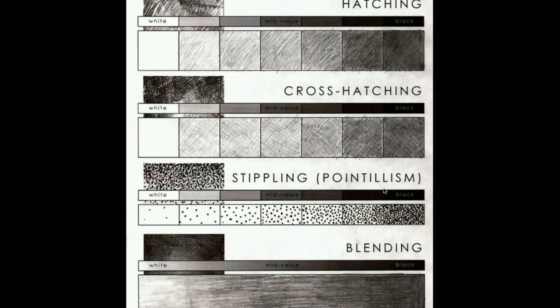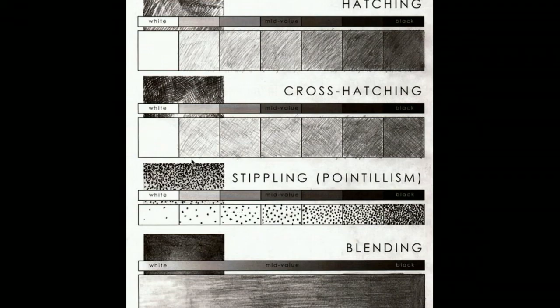Beautiful. So hatching is made up of lots of straight lines going in one direction. And you can see in the close-up of what the pencil looks like, there's straight lines going in one direction. And now the next one, cross-hatching, is made up of lots of lines going in different directions. So lines one way and then lines crossed over another way. The third one, stippling, is made up of lots of little dots.